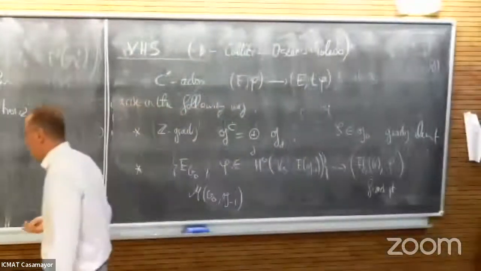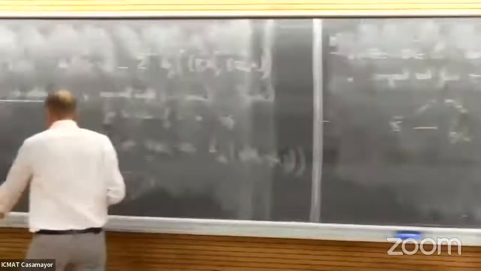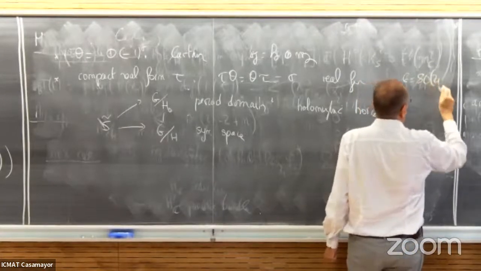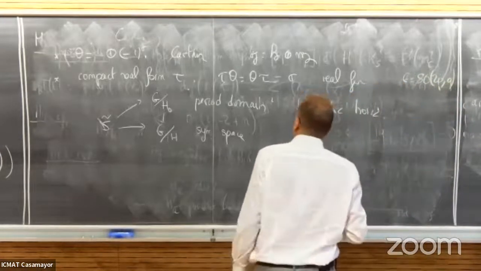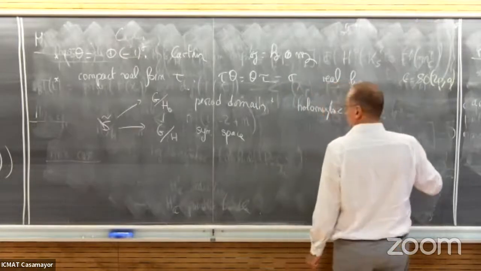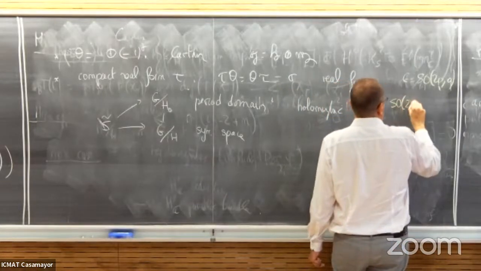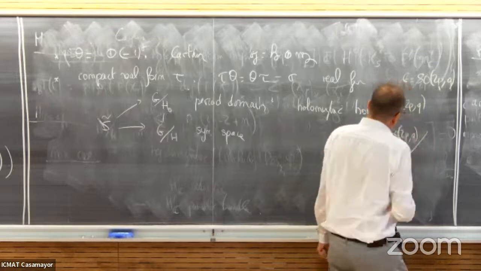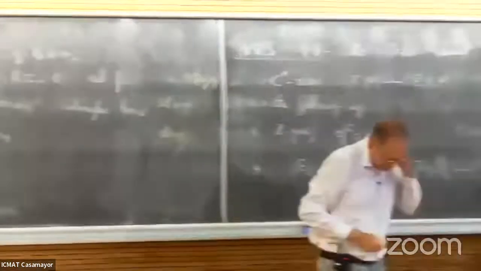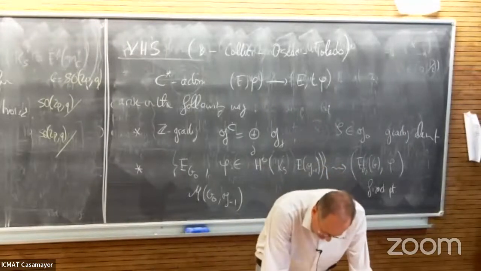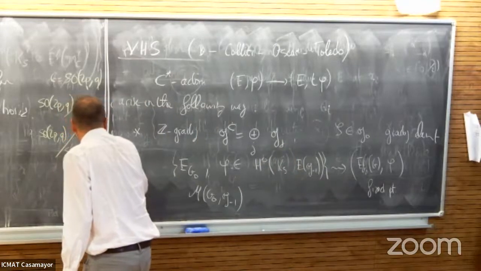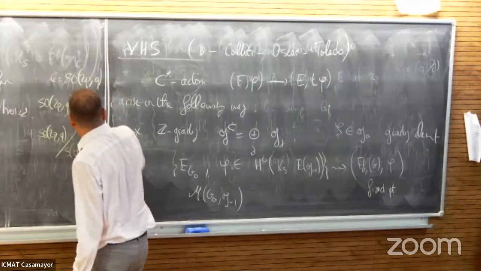So, for example, one simple example is you can have G is SO(2p,q). And then here you have SO(2p,q) over S(O(2p) x O(q)). But here it's over U(p) x O(q).